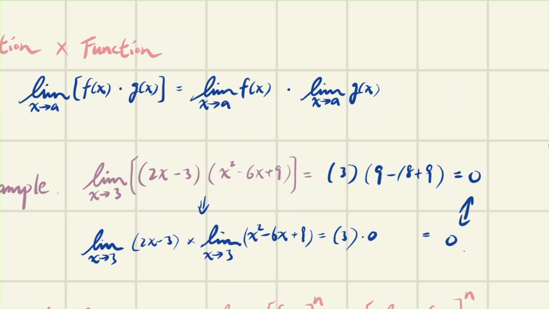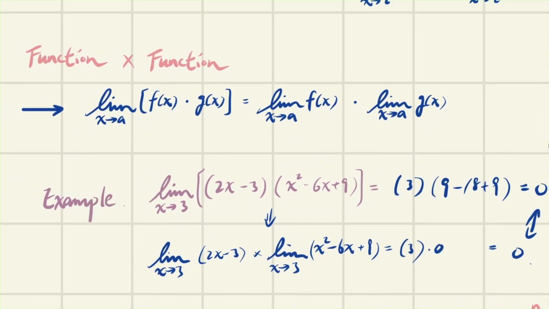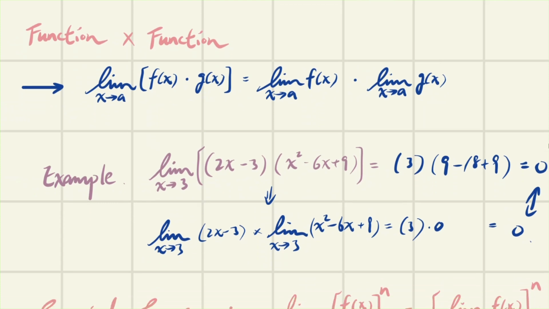Okay, so for a function multiplied by a function, you can just take the limit first, or you can take the limit later after multiplication. It doesn't matter. It depends on whether you think it's convenient or not. You can choose whenever to do it. It doesn't really matter.